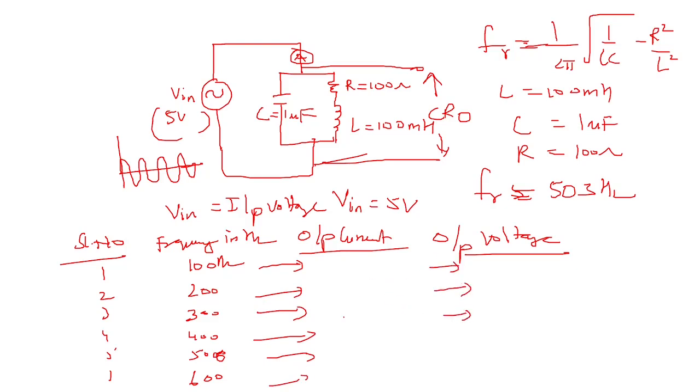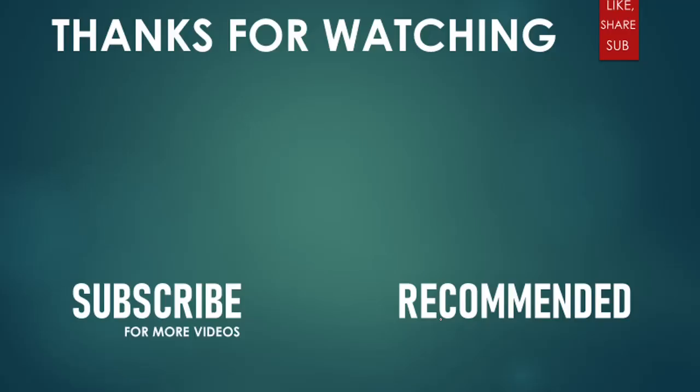If you see the output current, it will be minimum at 500, and then it goes on increasing on both sides. Similarly, the voltage will be maximum at 500, and it goes on decreasing above and below. From this you can draw a graph for frequency versus current or frequency versus voltage. You can calculate the bandwidth, and also the quality factor. Thank you, students.